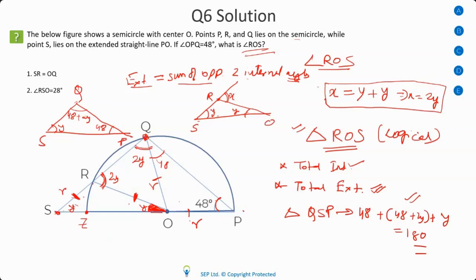I'm marking this in bold here. I've drawn it separately also here. I hope you can see I've used this angle y, 48, and this full angle. And the sum of these three angles I've shown you here is equal to 180 degrees. You can use this linear equation to solve for the value of y. Any doubts at all, please ask.